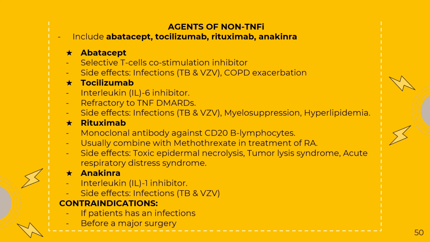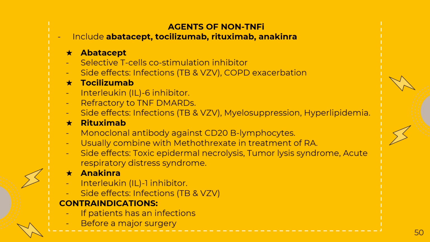The second one is the interleukin-6 inhibitor, used when the disease is refractory to TNF and disease-modifying anti-rheumatoid drugs. The side effects are infections of tuberculosis and varicella zoster virus, myelosuppression, and hyperlipidemia. The third one is rituximab. It's a monoclonal antibody against CD20 B lymphocytes, usually combined with methotrexate in the treatment of rheumatoid arthritis. The side effects are toxic epidermal necrolysis, tumor lysis syndrome, and acute respiratory distress syndrome.